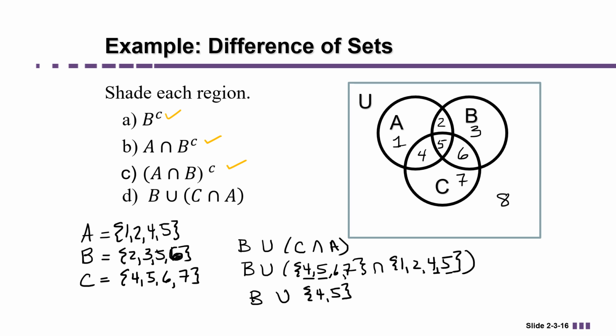So B is the set 2, 3, 5, 6. And we're going to union that with 4, 5. That means put it all together into one big set. So that's going to give us 2, 3, 4, 5, 6. So now those are the regions that we need to shade. 2, 3, 4, 5, and 6.